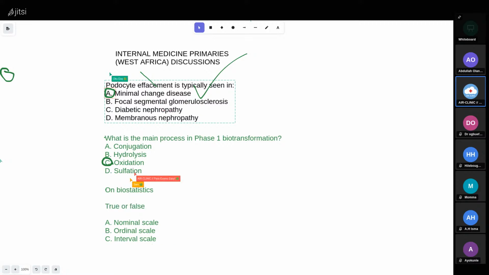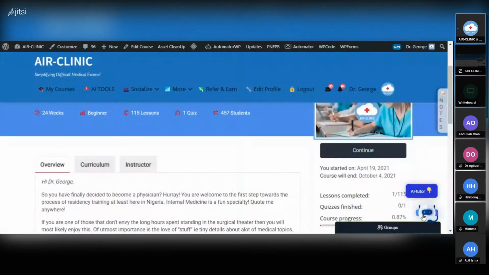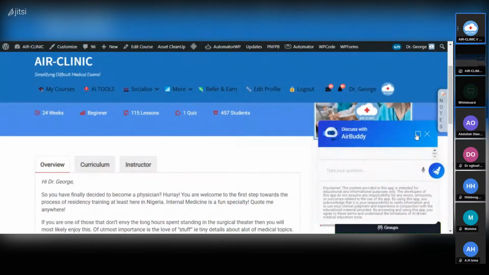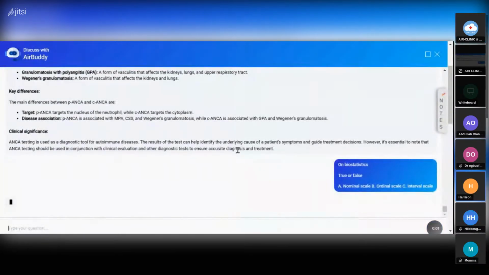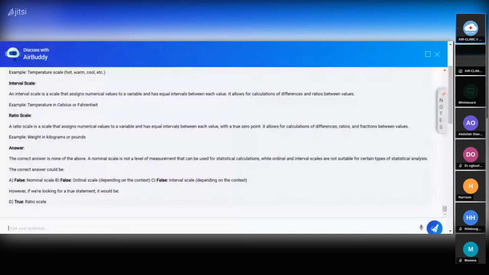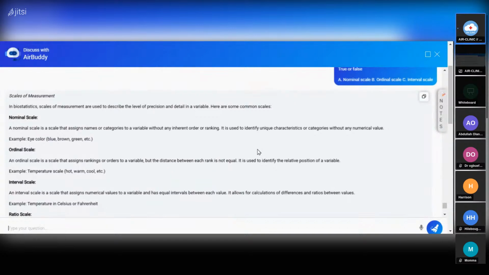Okay, so what we're going to do now, we're going to share our screen to everybody, because when you see a topic like this that you haven't come across before, you should be able to master it. So apart from just answering this question, we want to know what's the meaning of a nominal scale, what's an ordinal scale, what's an interval scale, right? And everybody will be able to explain all those things.